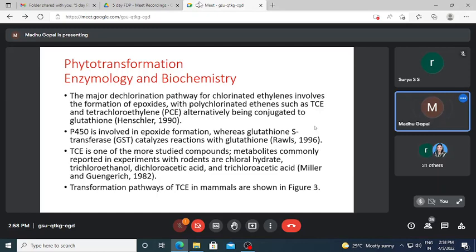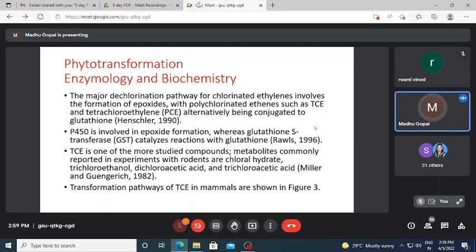Then, for example, the dechlorination pathways. Earlier we talked about trichloroethylene. The major dechlorination pathway for chlorinated ethylenes, which are found in waste dumping sites in the West, is why a lot of studies have been reported.